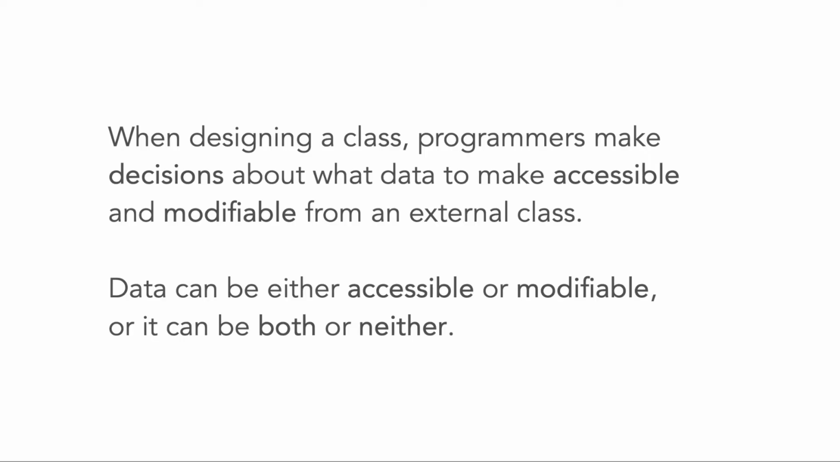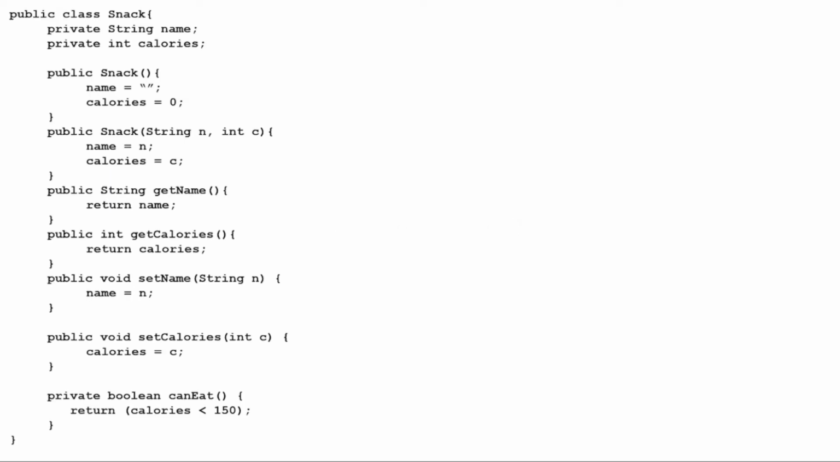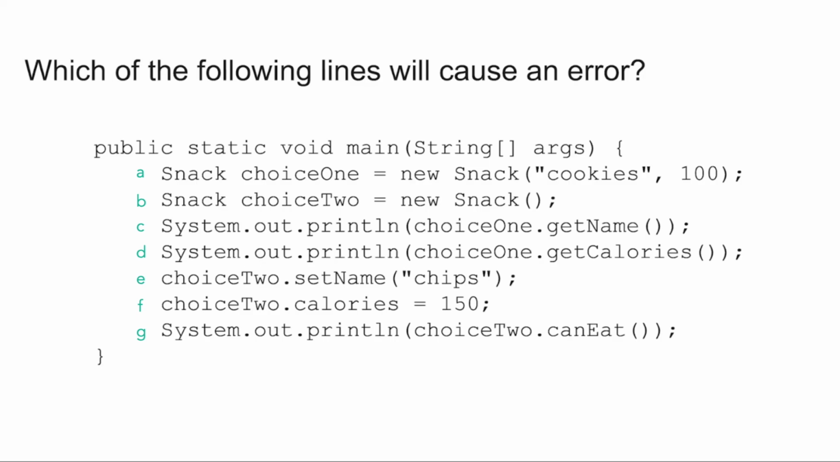When designing a class, programmers make decisions about what data to make accessible and modifiable from an external class. Data can be either accessible or modifiable, or it can be both or neither. Let's practice. Here's a class called Snack that has private instance variables, a default constructor, an overloaded constructor, followed by methods that are either public or private. Which of the following lines will cause an error, if any?